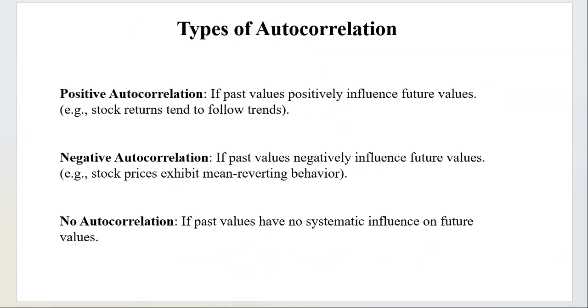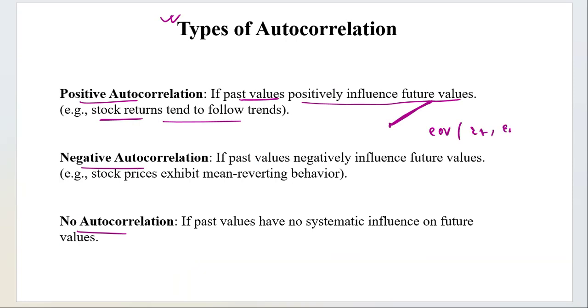Okay. Now let's move on and see what could be the possible types of autocorrelation. There are three possible types. As I have told you, there could be positive autocorrelation, negative autocorrelation, or no autocorrelation. If the past values are positively influencing the future values, for example, stock returns tend to follow trends. If the stock returns are increasing gradually over time, then the covariance between epsilon t and epsilon t prime will be strictly positive. And this will give you positive autocorrelation.